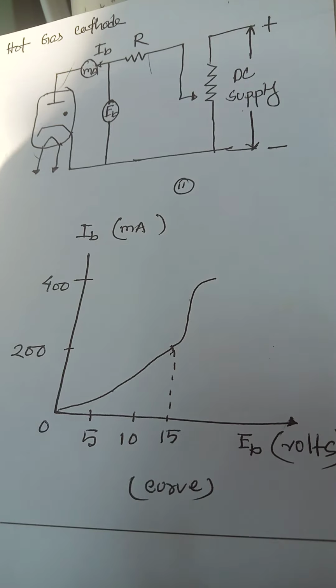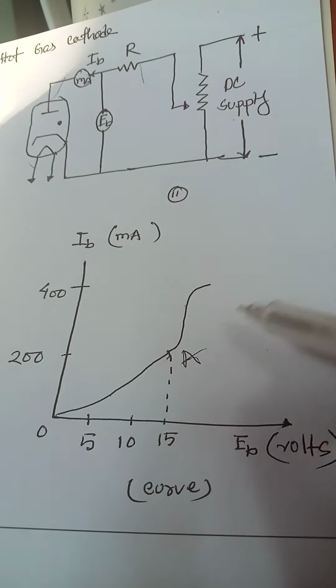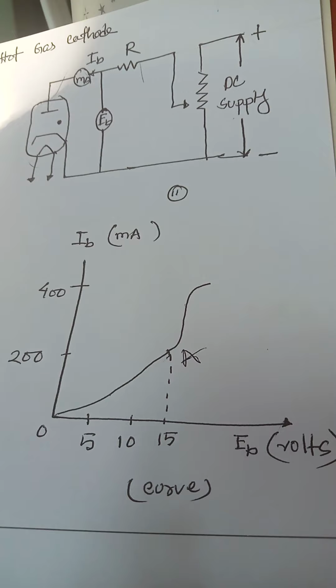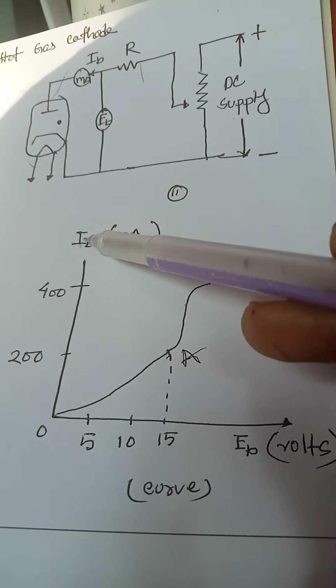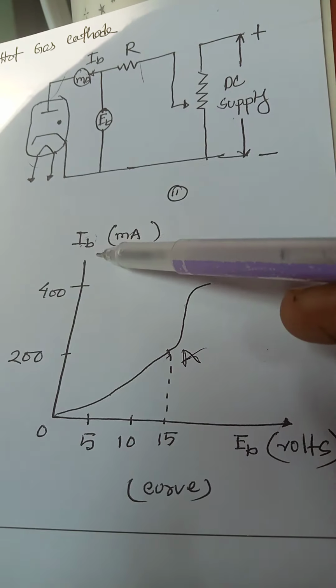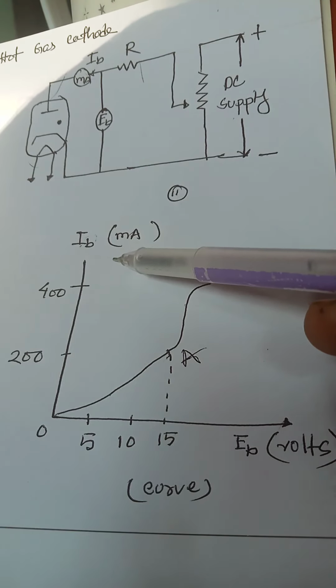In the characteristic curve, at point A the voltage drops and then rises sharply. The voltage drop across the tube is constant. For any supply voltage EB above this point, there is a higher plate current IB and a large drop across the series resistance, while the voltage EB across the tube remains constant.